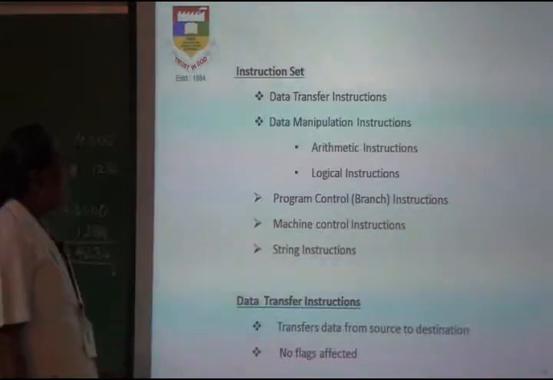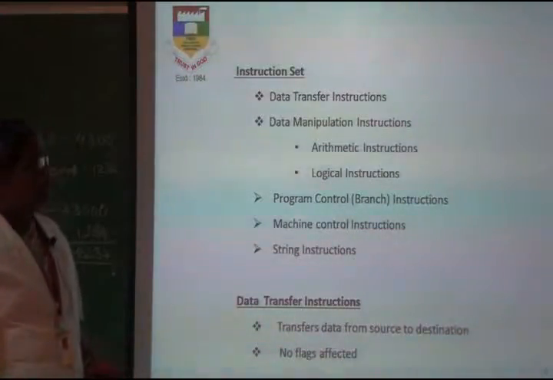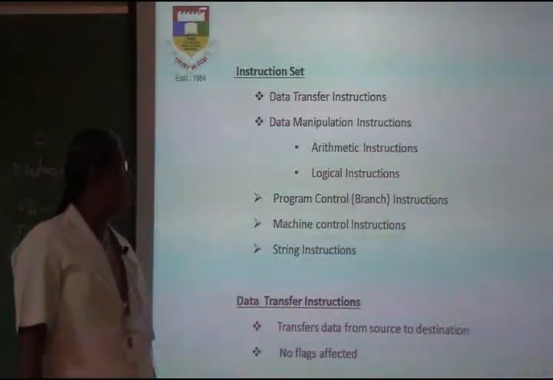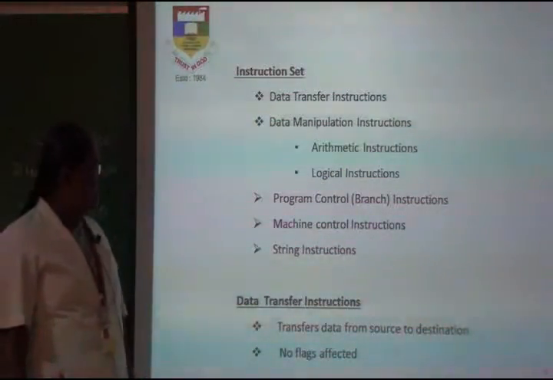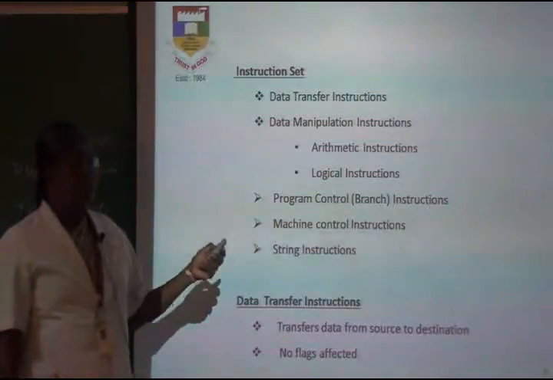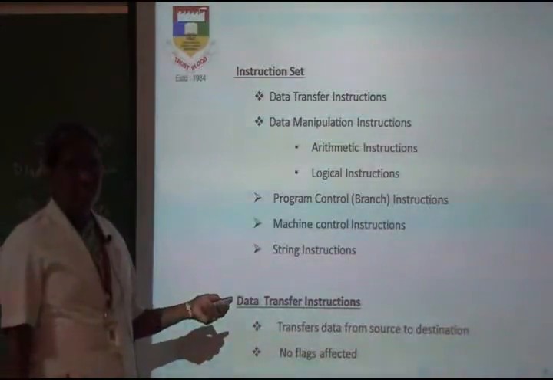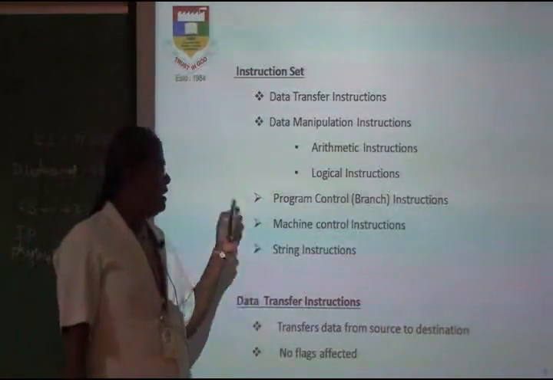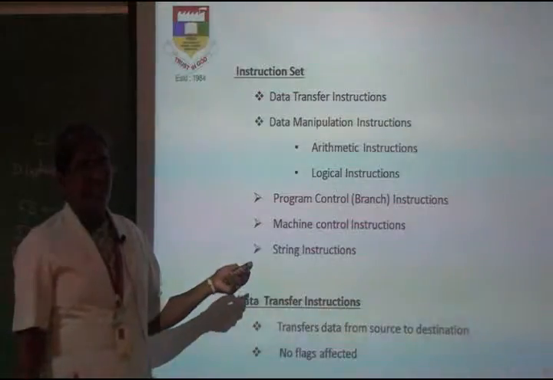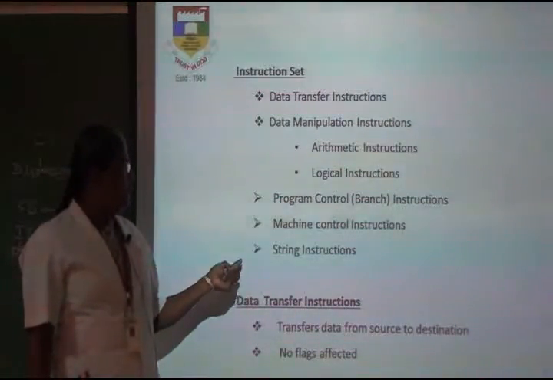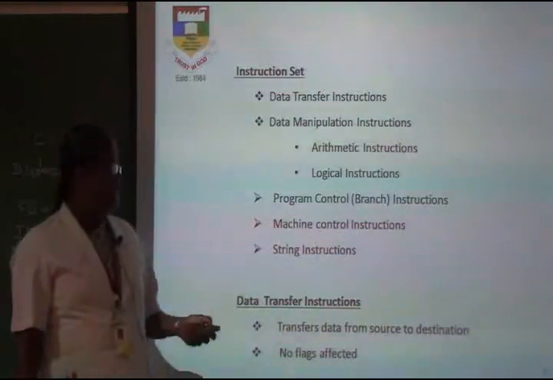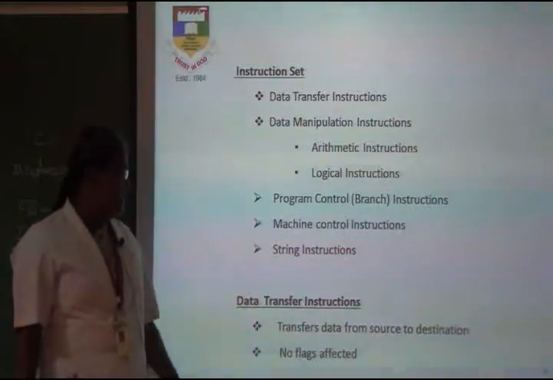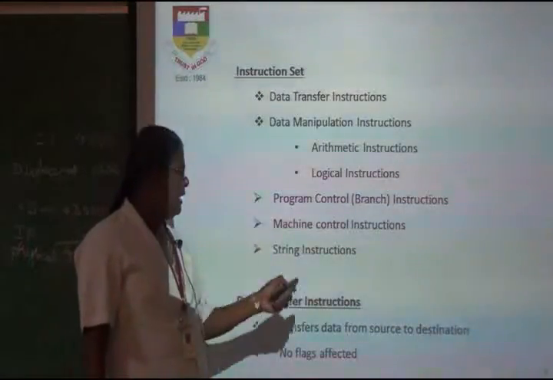Then we will go for the instruction set of the processor. The instruction set is classified into 5 categories: data transfer instructions and data manipulation instructions. Data manipulation instructions are again subdivided into 2 parts: one is arithmetic instructions, another one is logical instructions. The third one is program control instructions, then machine control instructions, and the string instructions. Then we will see them one by one.